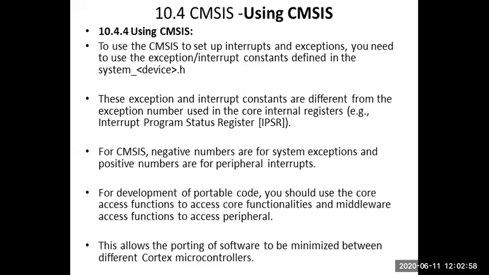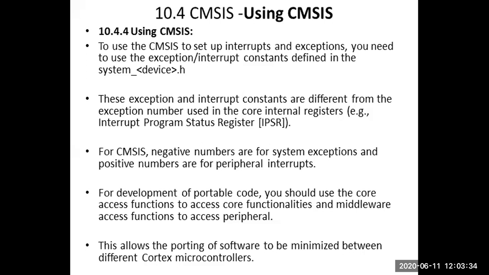To use CMSIS to set up interrupts and exceptions, we need to have functions defined within the system_device.h. These exception and interrupt constants are different from the exception numbers used in the core interface. For example, IPSR is the interrupt program status register. For CMSIS, negative numbers are for system exceptions and positive numbers are for interrupts.